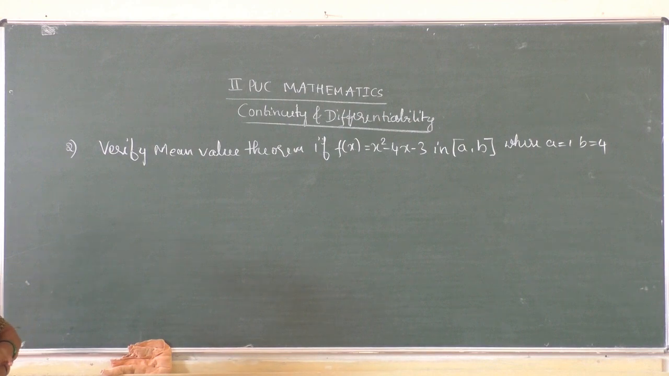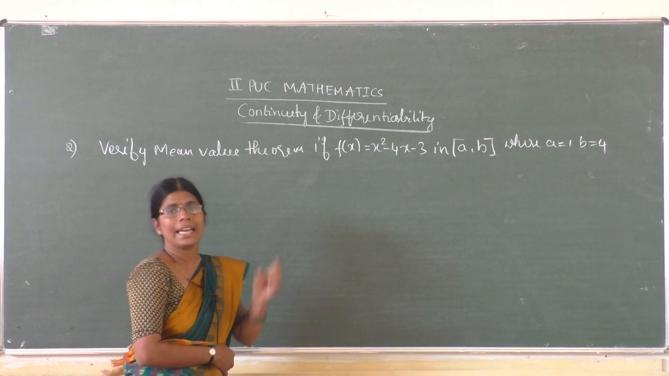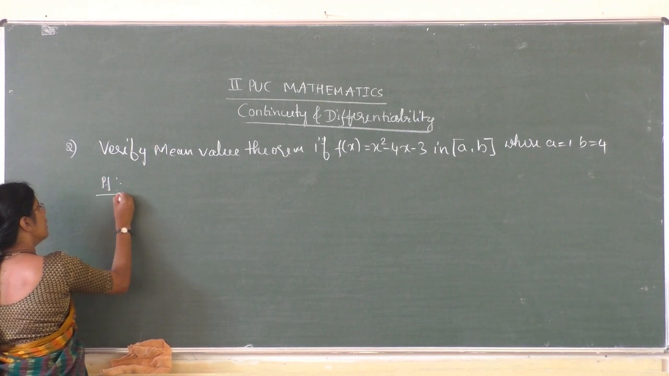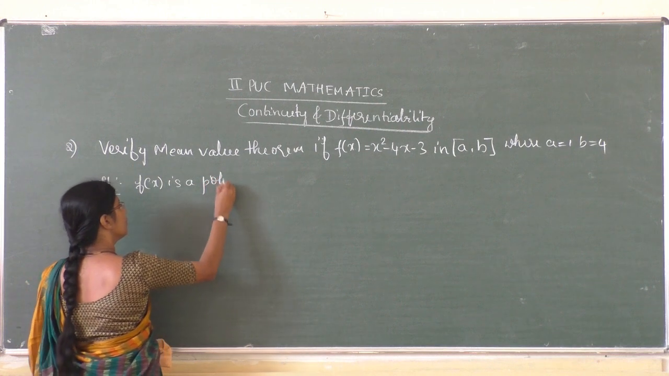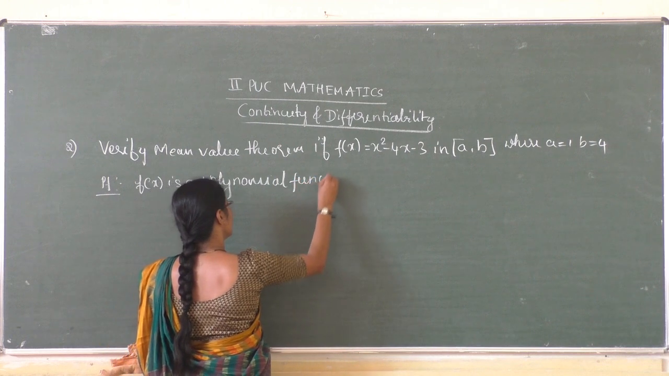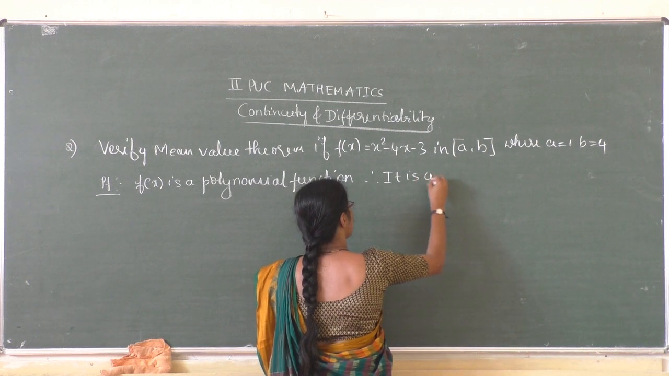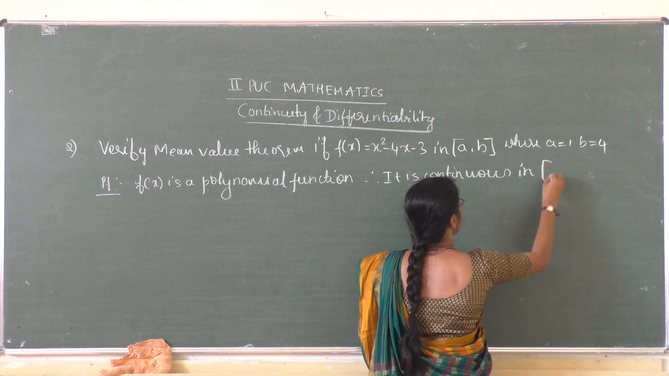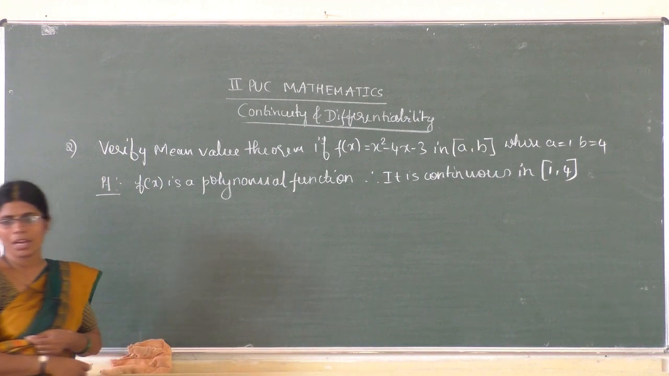So mean value theorem. First condition is continuity. Because f of x is a polynomial function, it is continuous. Therefore, it is continuous in 1 comma 4.